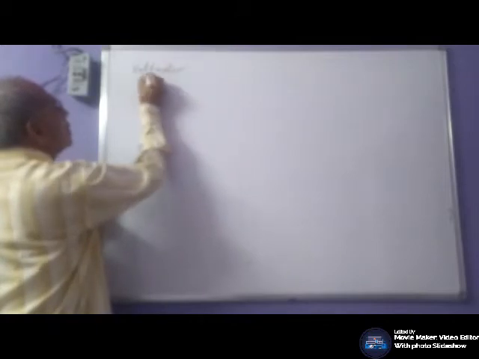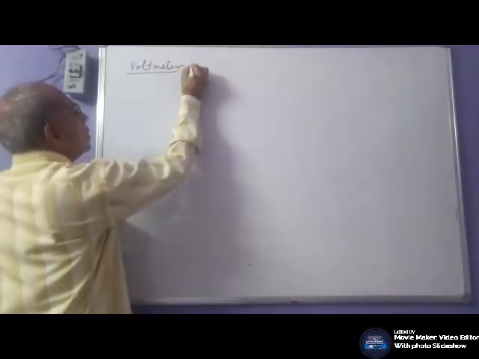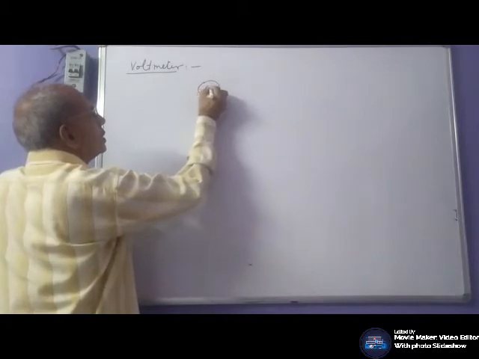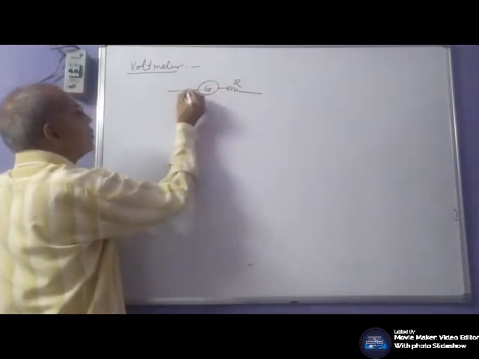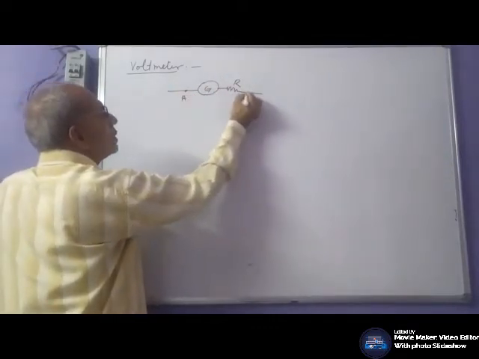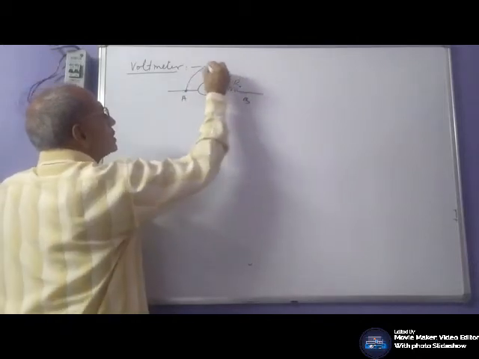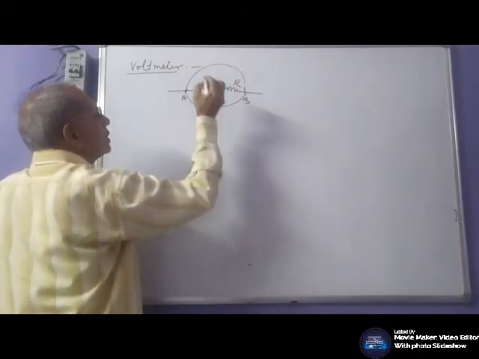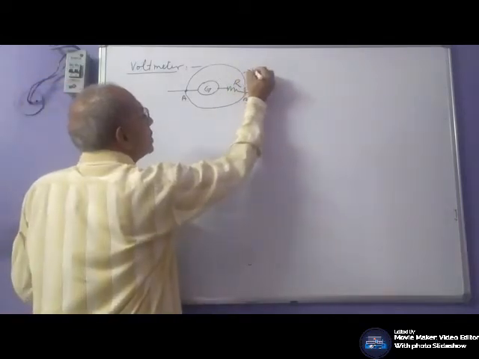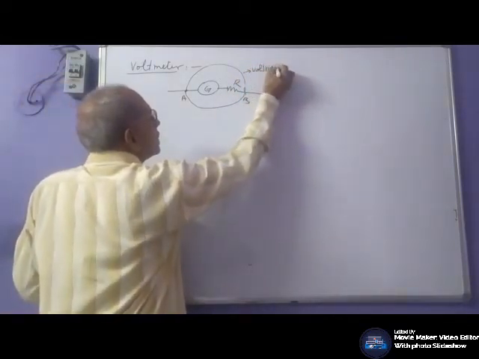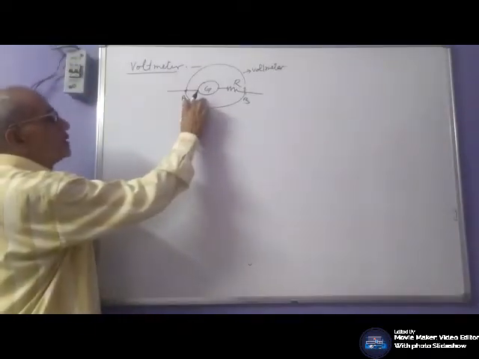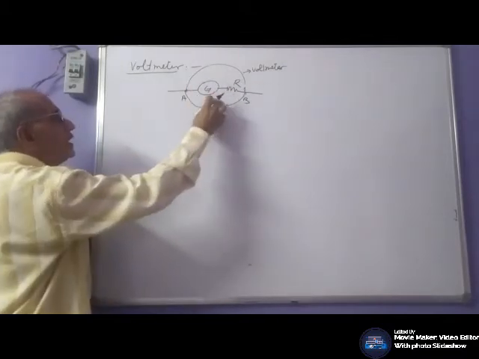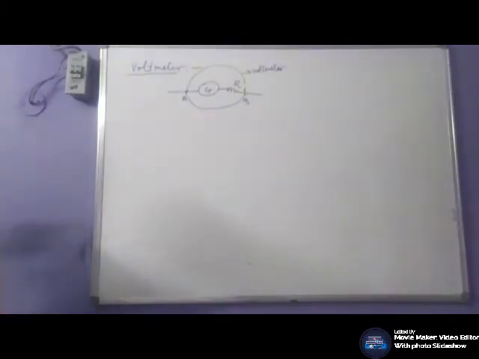Voltmeter. This is a galvanometer, and this is a high resistance. This instrument is what? Voltmeter. What is their combination? It is a voltmeter, a device for measuring potential difference.